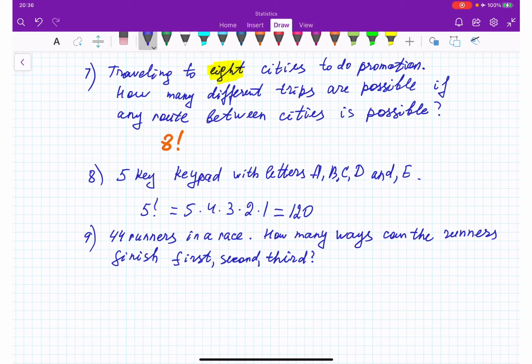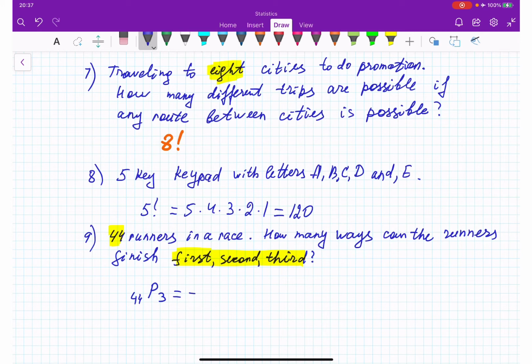First we need to identify what we are going to use here, permutation or combination. Since they finish first, second, third, is order important? Can it be a combination here? Of course not, because second finishing first and third finishing second is different. Which means in this case we are going to use permutation, where we choose 3 out of how many? Take a guess. 44. Because 3 people are going to win out of 44, right?